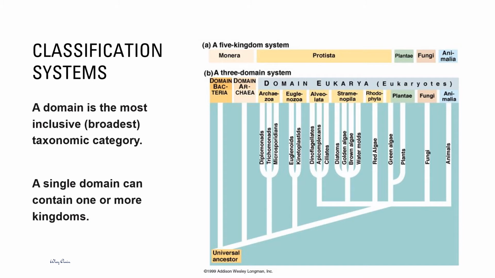Living things can be classified according to a few classification systems, such as the 5-kingdom system and the 3-domain system. The level domain actually is the most inclusive, or we say the broadest taxonomic category, because a single domain can contain one or more kingdoms, such as domain Bacteria, domain Archaea, and domain Eukarya.